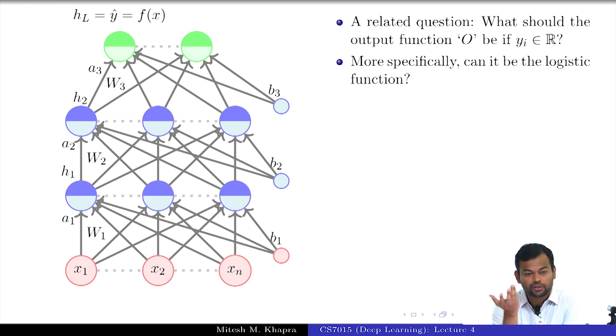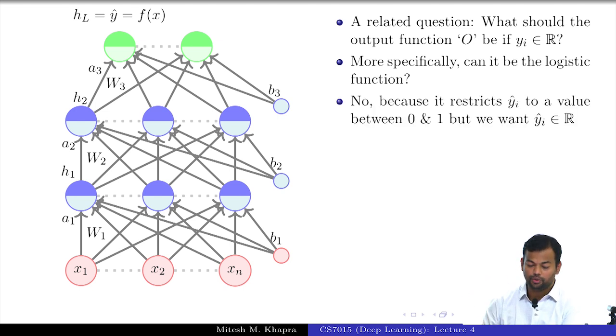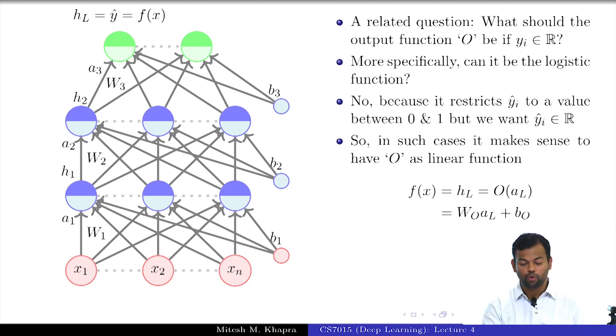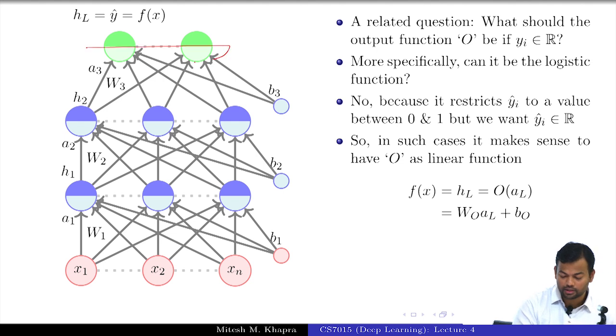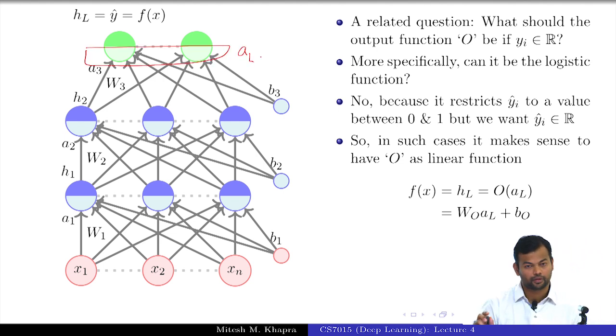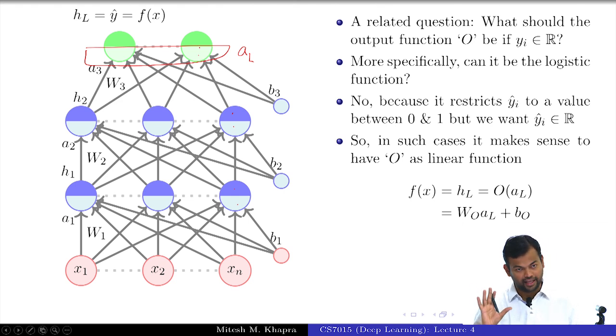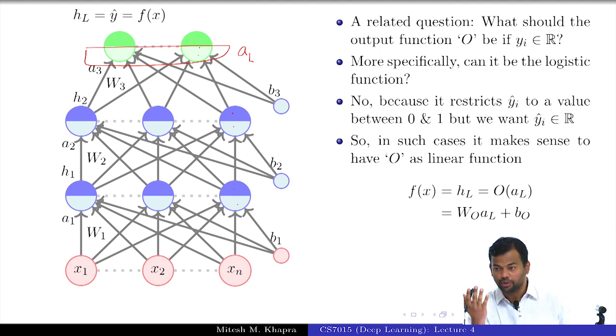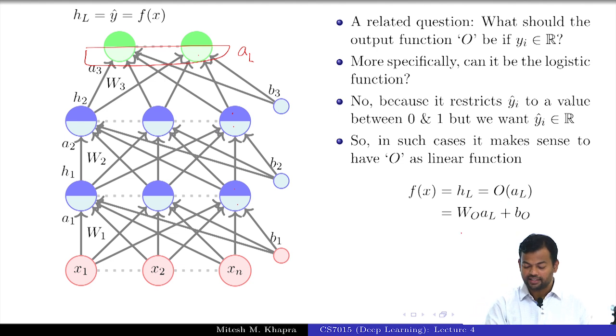Just use a sum, which is a linear function. So what we could do is have O as a linear function. Remember that this is A of L, and I know all the computations that have happened so far: linear transformation, non-linear, linear, non-linear, and then again linear. So I've computed A of L. From that, I want to compute the final output. So I could just have it as a linear function of the input, which is A of L in this case. Does it make sense?